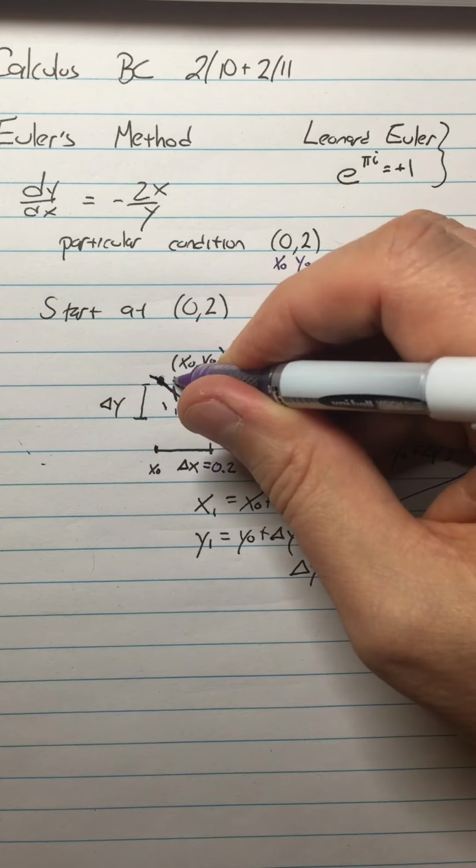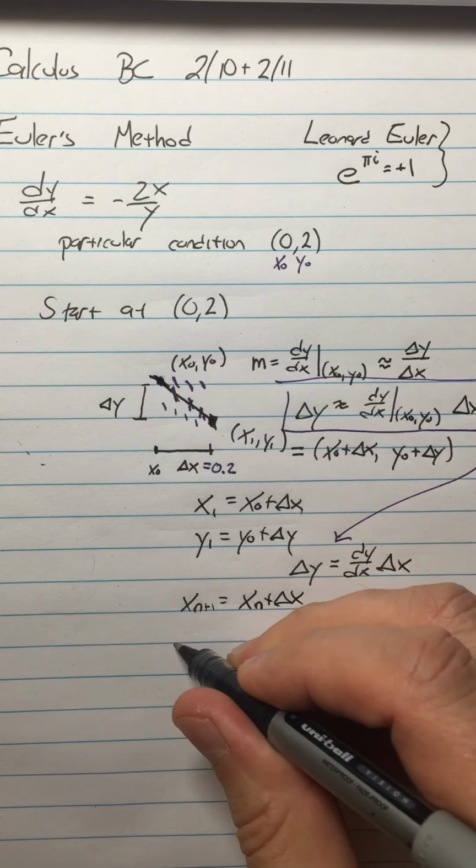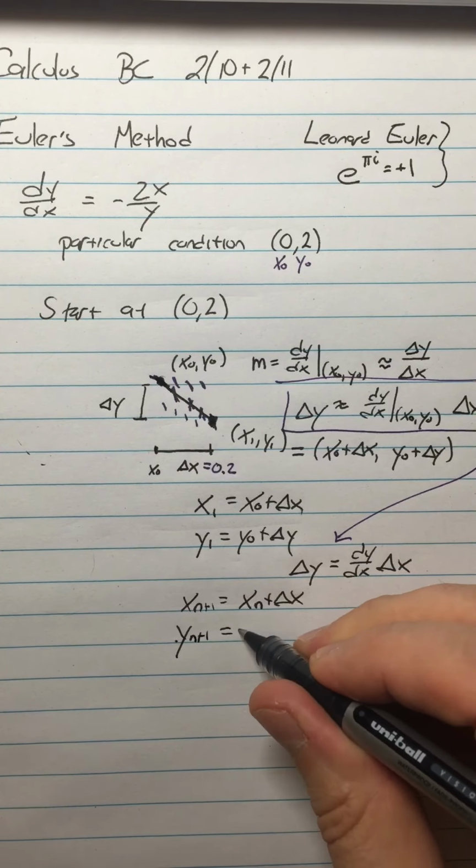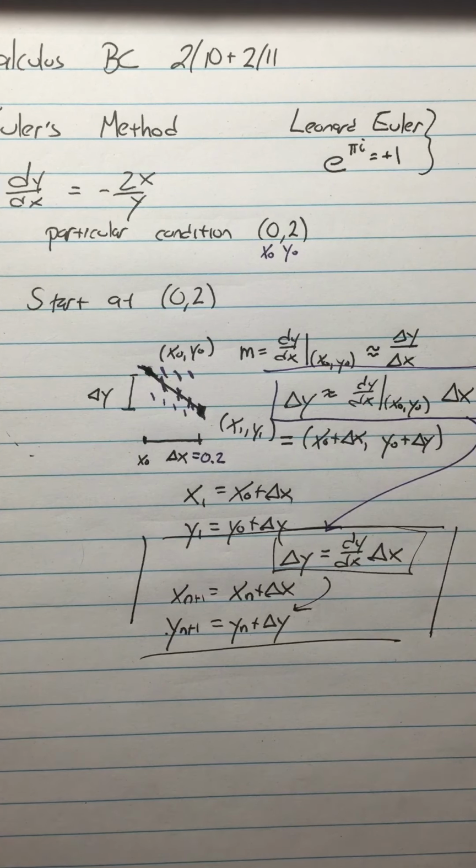Now, the other thing we're going to understand is that we can do this repeatedly. Once I get this point, I can then do the process again and get another point. So in general, I have an x sub n plus 1, which is equal to x sub n plus delta x, and a y sub n plus 1, which is equal to y sub n plus delta y. And delta y is going to be found from this formula right here. These really are the engine of Euler's method that we will use. We'll set up a nice table, and we'll see what the pros and cons are of this method for solving differential equations.